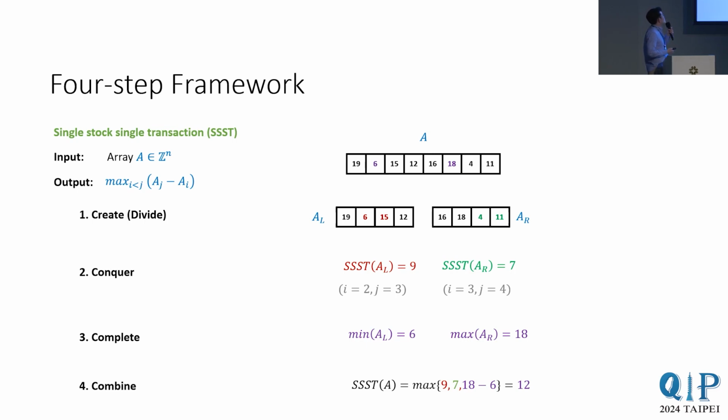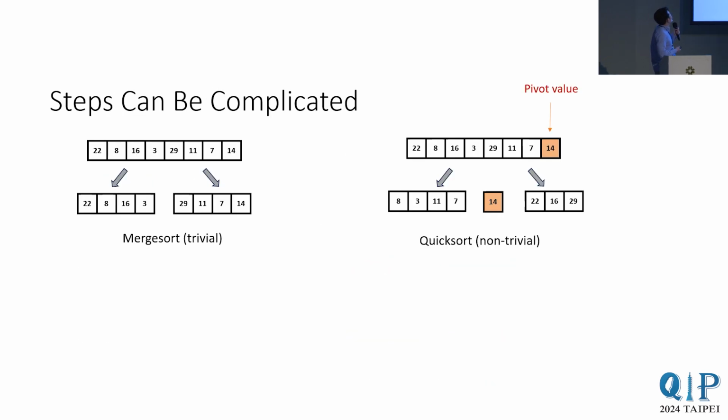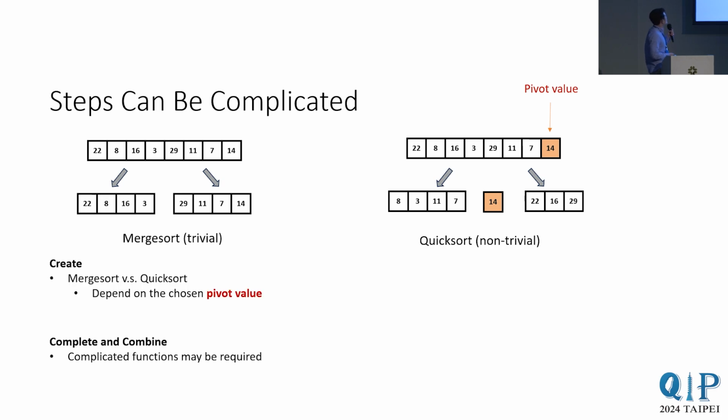This is a very simple example, and you may say it's too trivial. What I want to say is that the steps can be more complicated. For example, here is merge sort and here is quick sort. For the create step, merge sort is very trivial because we always divide the problem in a half and half manner. But for quick sort, it's not so easy. The newly created sub-problems highly depend on the chosen value, so they can become very complicated. The complete and combine steps are also not so easy, and sometimes we need more complicated functions.